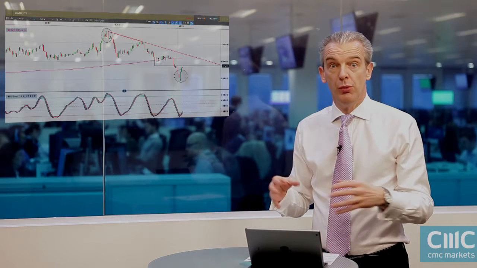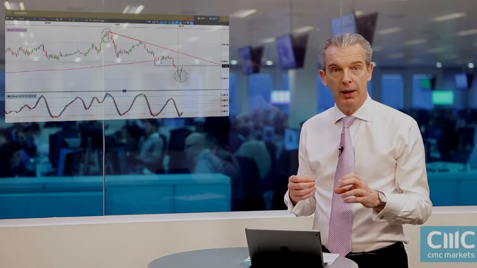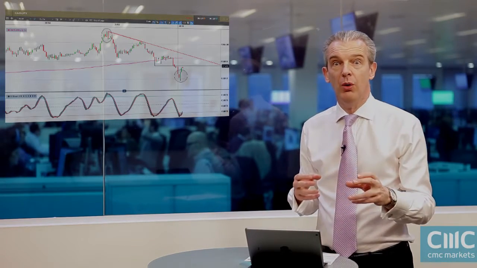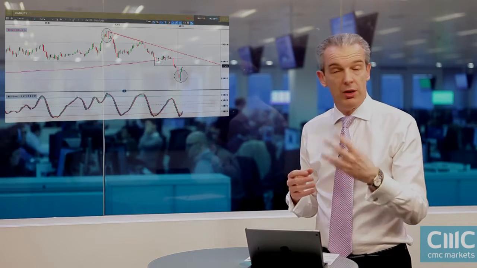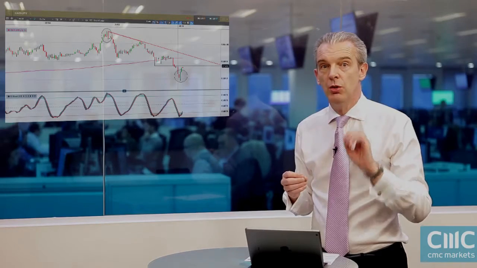So to sum up, hopefully you now know the difference between what is a bullish and bearish engulfing pattern and when to use them and when not to use them. In a nutshell, they need to be reversing a prior trend. If they're not reversing a prior trend, then it's best to ignore them.